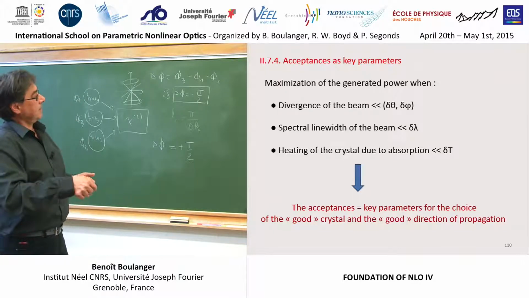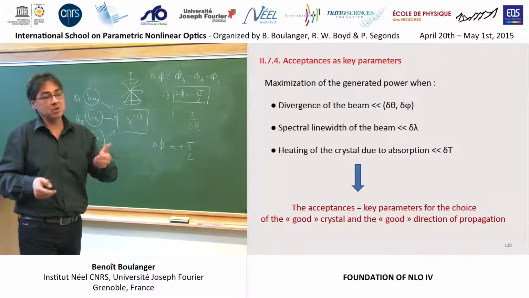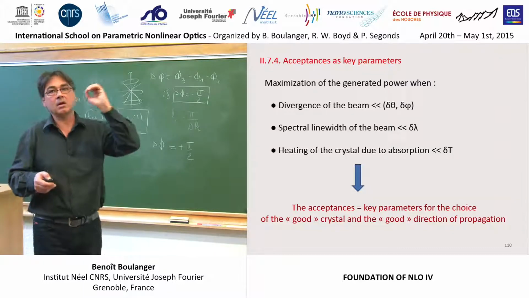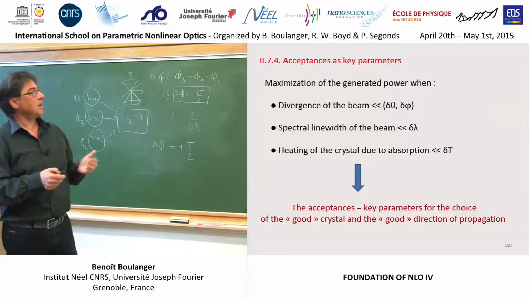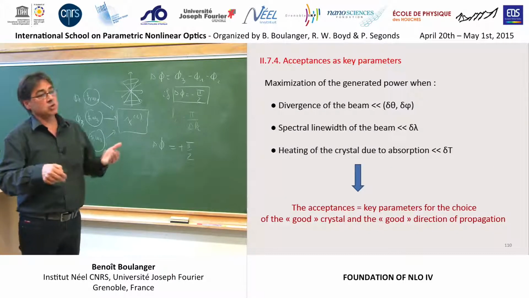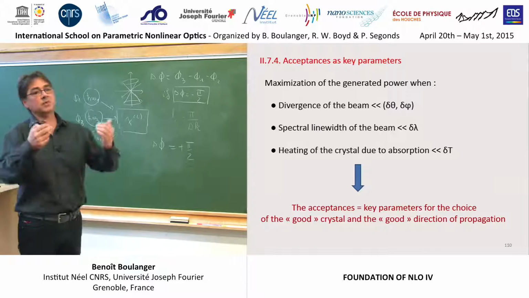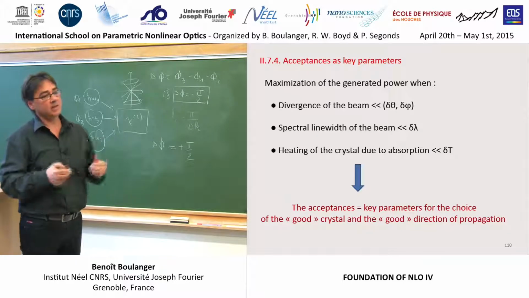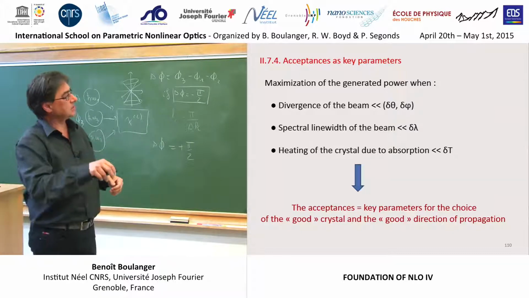And in the same way, when you have heating of the crystal due to absorption, typically you can have 2, 3, 4, 5, 6, 10 degrees at the center of the beam. And so you have an increase of temperature. Obviously, if you want to not have too many losses, it's absolutely necessary that this increase of temperature be smaller than the thermal acceptance. And you know, this last point is very important.